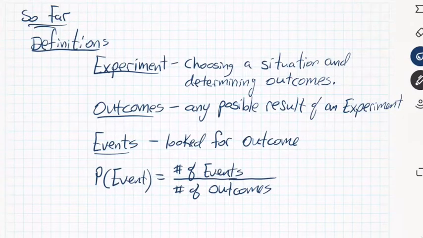If they stopped, we would say they stopped. If they went through the red light, we would say they went through the red light, and those would become our outcomes. So outcomes are any possible result of an experiment.